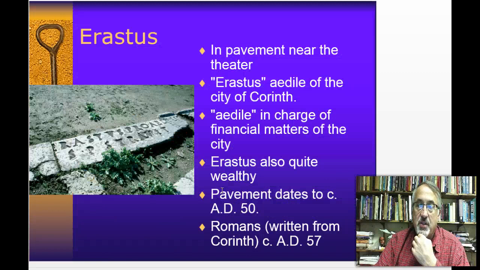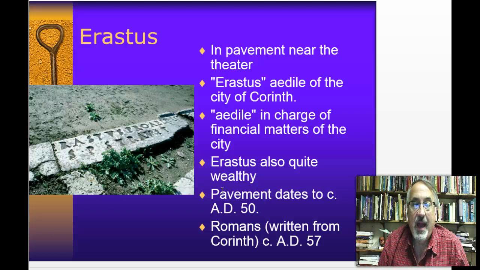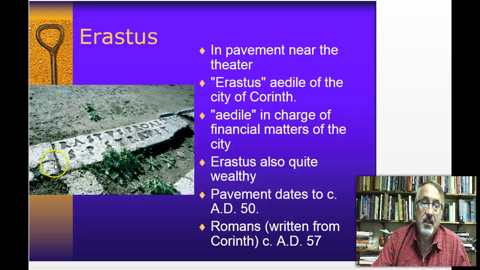Another important inscription that's actually found at Corinth is the Erastus inscription. You can see it here. It's in the theater. You have to go looking for it. I remember first time I was at the site, I couldn't find it, because it's not normally a place where they take the tourists. This is out of the general area, even where you pay to get in. But important for us, because actually in the stone is written Erastus.